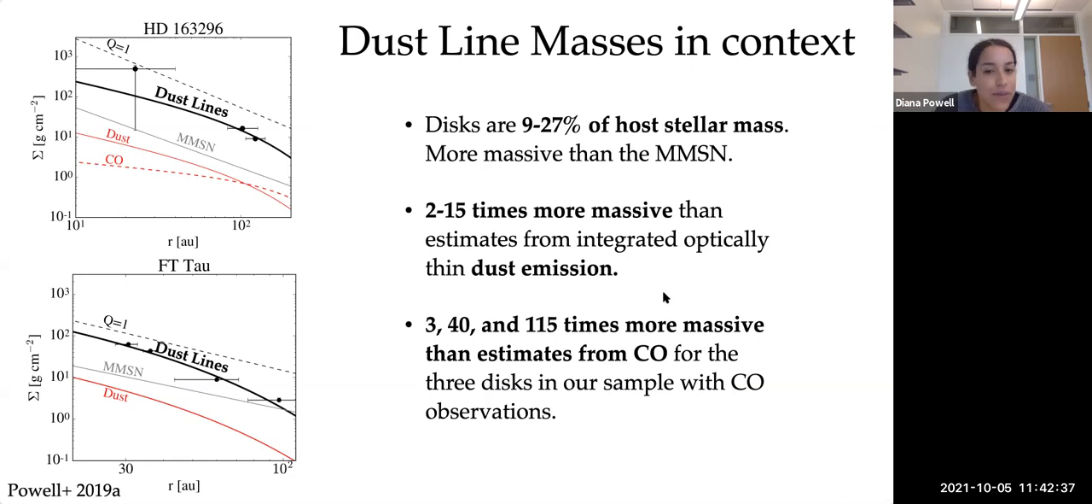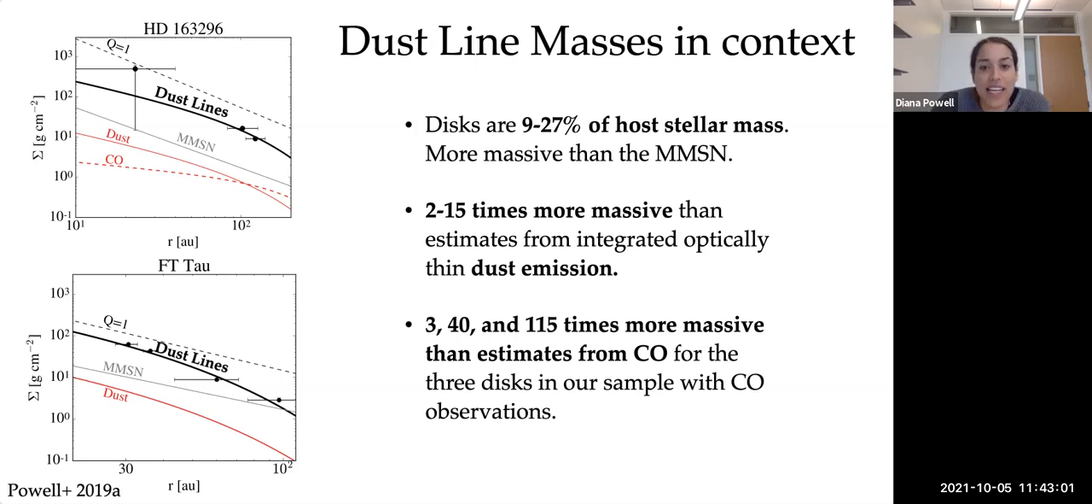These disks are also 2 to 15 times more massive than estimates from optically thin dust emission, assuming an interstellar medium dust to gas ratio. And for the 3 disks in our sample with resolved CO emission, our estimates are 3, 40, and 115 times more massive than previously published, indicating that CO depletion is not uniform across different disks.